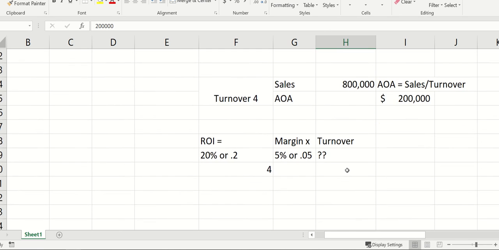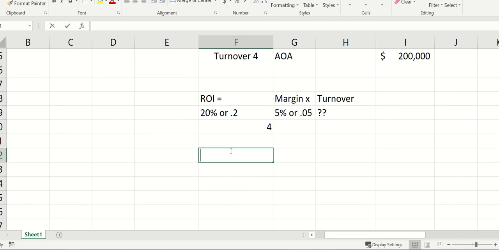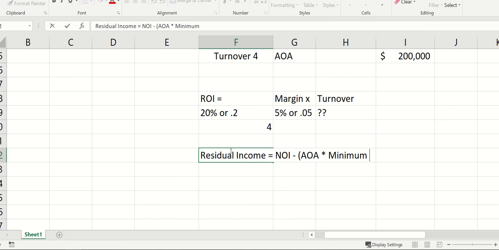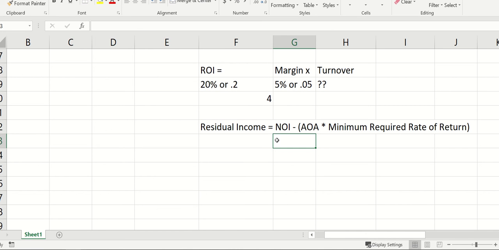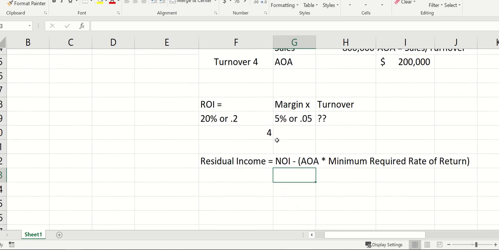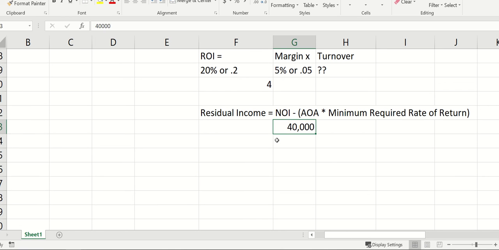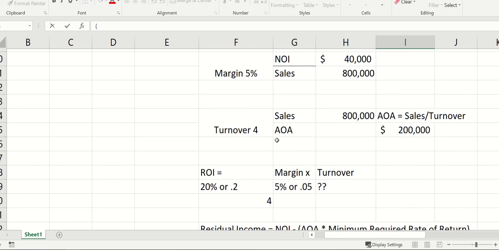And then residual income. I don't have the formula for residual income here, but residual income equals net operating income minus your average operating assets multiplied by the minimum required rate of return. So the minimum required rate of return from the problem was 16%. NOI was 40,000. And then we want to do the parentheses first, so I'll minus over here, and then in parentheses, AOA, which was 200,000.